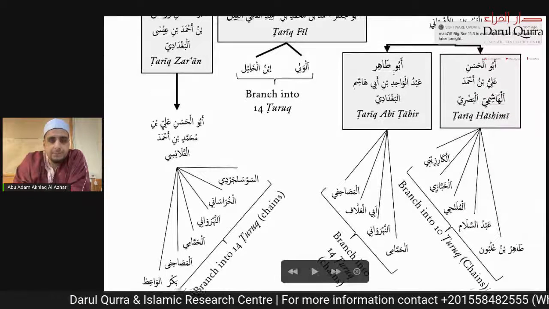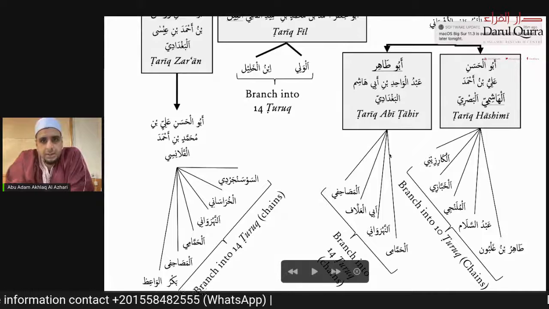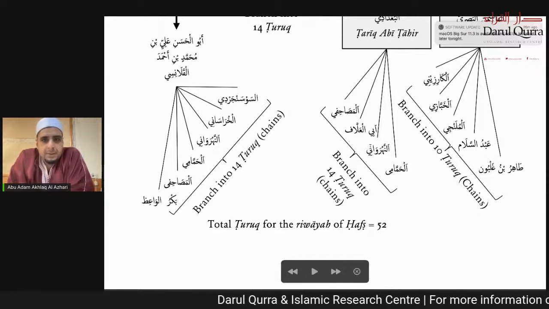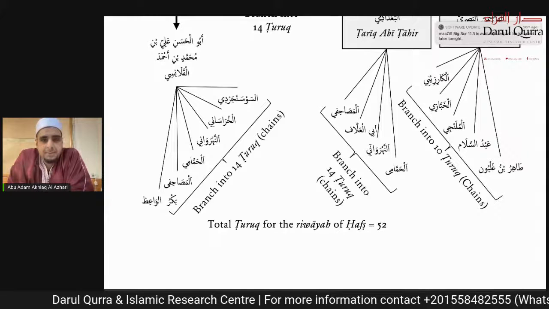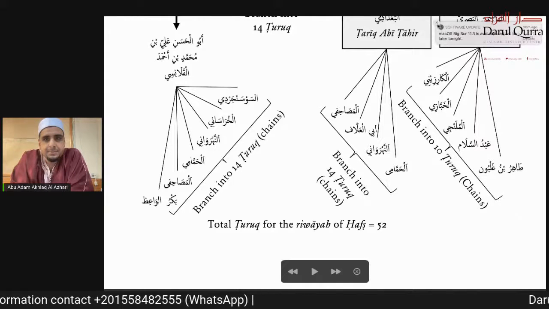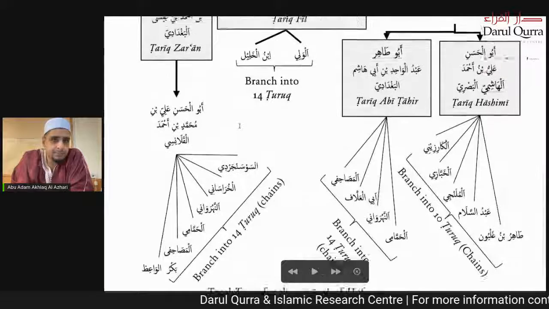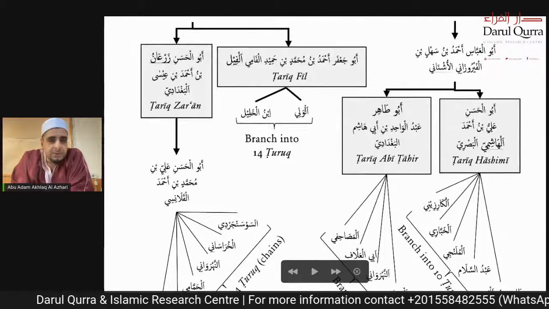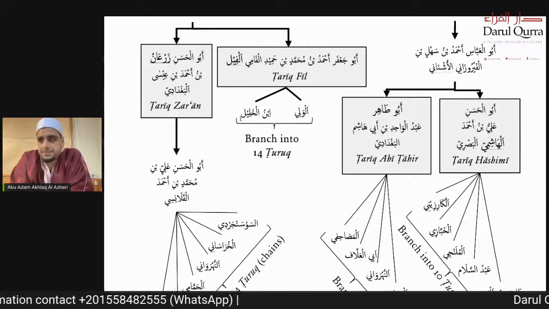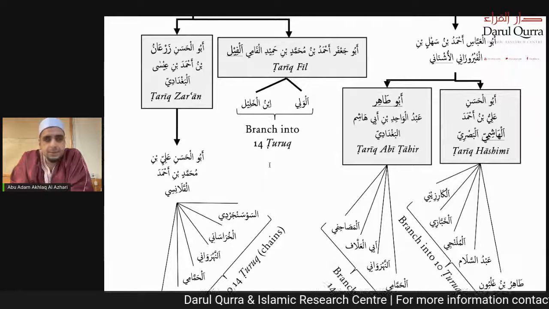Now let's look at Abu Tahir. Abu Tahir was the other student of Al-Ushnani. If you look at his students, Masahifi, Abil Allaf, Nahrawani, and Hammami, these four then branch out into 14 chains. Al-Fil has two students, Al-Wali and Ibn al-Khalil, which branch out to also 14 turuq.